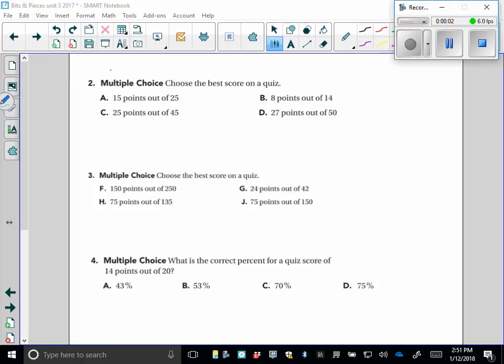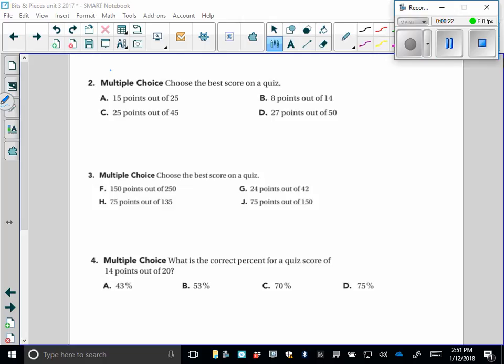So I know we're number one, but I'm going to do number one last. But when you do a multiple choice, and this one's asking you to choose the best score on a quiz, the first thing you should do is see if there's anything that's less than half, because then you can get rid of it compared to the others, but they're all more than half.